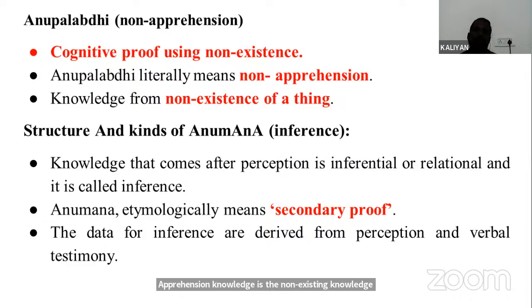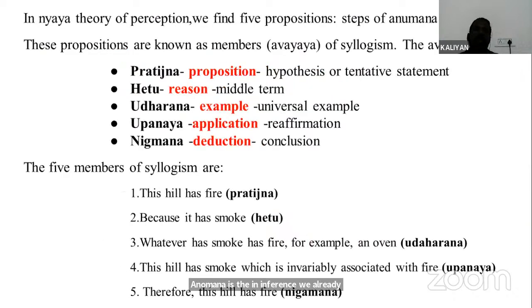And the structure of anumana, the inference we already discussed, literally means secondary knowledge or secondary proof. In the Nyaya theory of inference, we find five propositions. First is pratijna, the hypothesis or tentative statement. Hetu means reason, the middle term. Udaharana is the example, a universal example. Upanaya is the application or reaffirmation. Nigamana is the deduction or conclusion. So the question they ask from this kind of example, look at it, and give it importance.